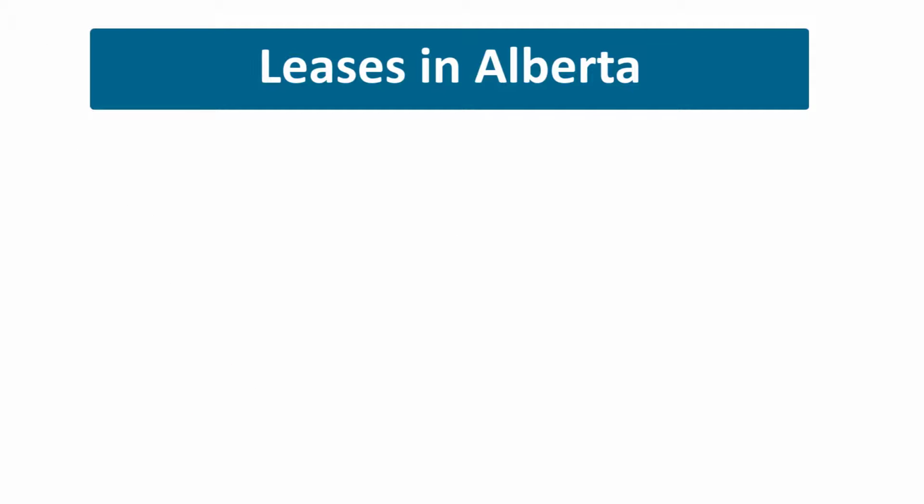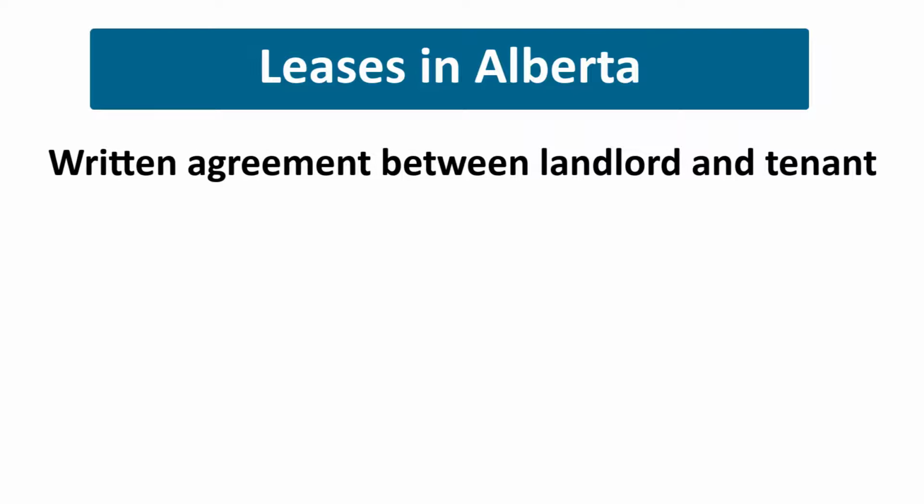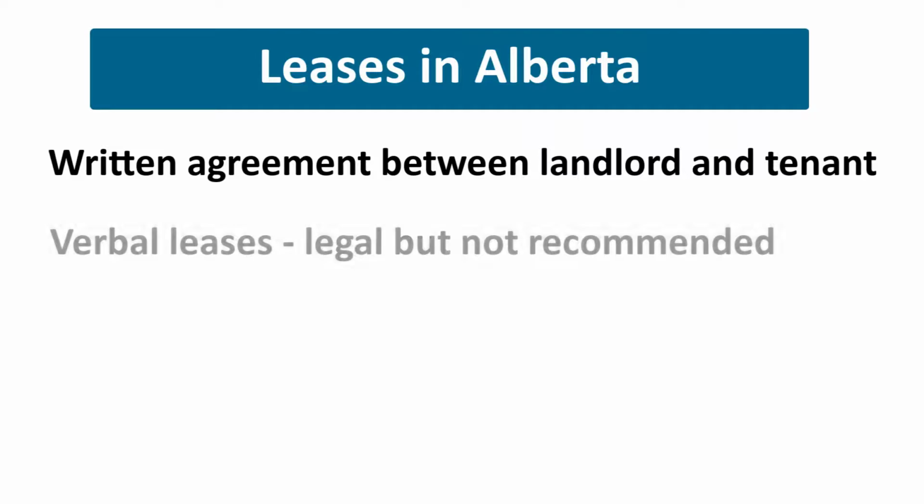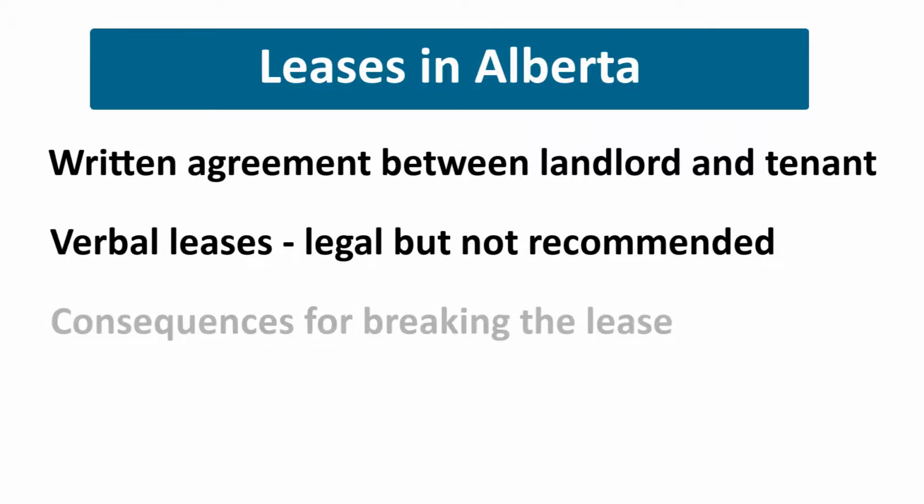Since we're talking about leases, let's back up a bit and talk about what a lease actually is. A lease is a written agreement or the contract between the landlord and the tenant. It will outline what the landlord is responsible for and what the tenant is responsible for. Verbal leases are legal, but not recommended because it's hard to prove what the lease terms were if a dispute arises. If the landlord or tenant does not live up to the promises they made in the lease, there are certain things that can happen. So for instance, a landlord could evict a tenant if they do not pay the rent when it is due.